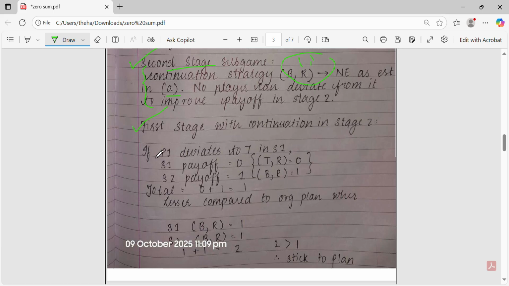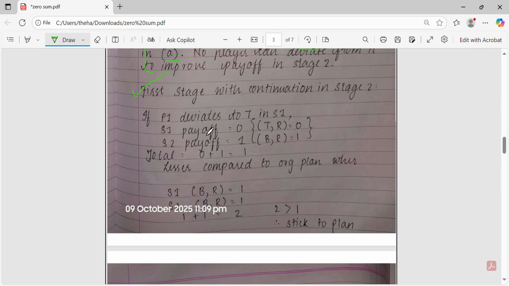So if P1 deviates, we are verifying here. This is just some theory that was written, and then we are verifying as proof for our findings. So P1 deviates to T in S1, right? Where can it deviate to? It can deviate to T. So S1's payoff is 0, S2's payoff is 1, considering the deviation from BR.